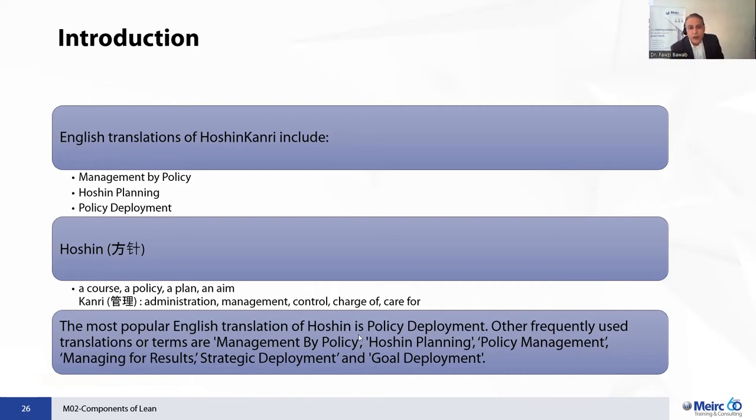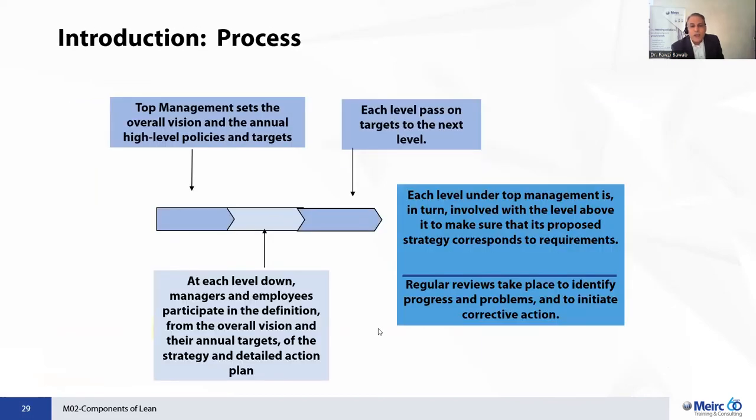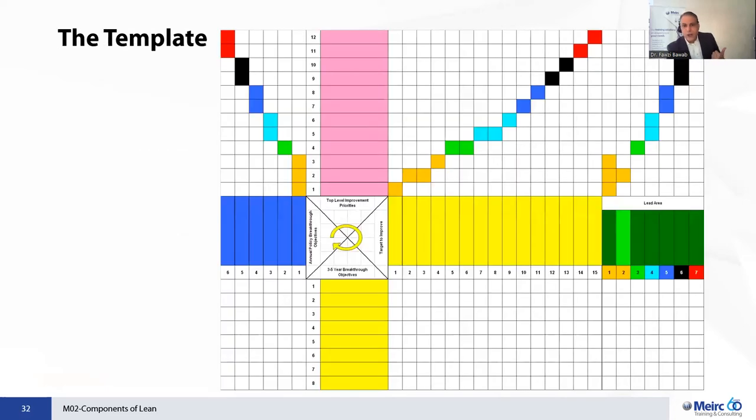But the idea here, I'll show you now the template. The idea here is to move from the top management objectives into specific goals and projects that we can use for my lean project, to ensure that my lean project is linked to a strategic objective. So when I ask you a question, how is this lean project linked to strategy? You can immediately show me the linkage through this template. So let me save time here and take you directly to the template.